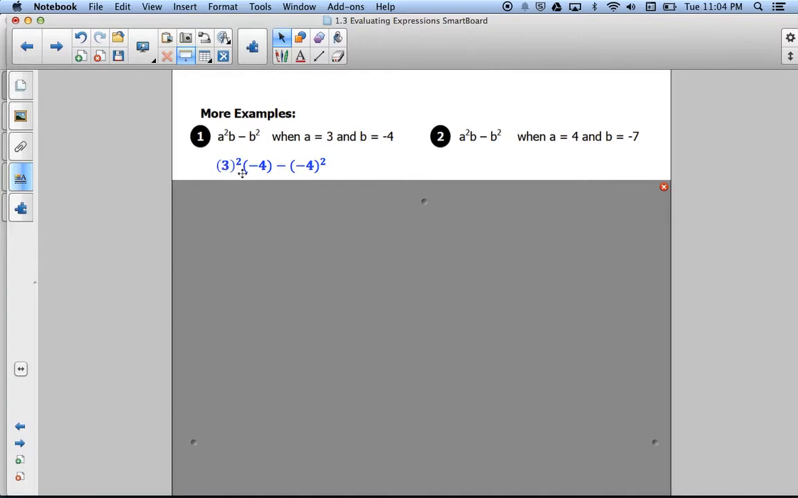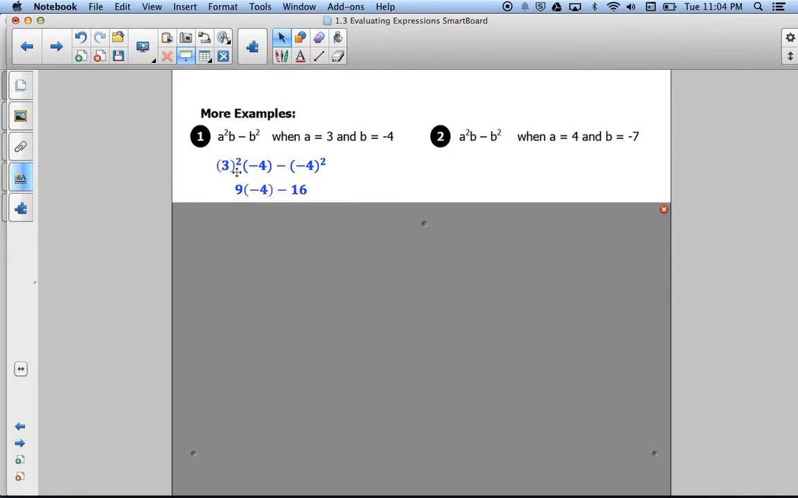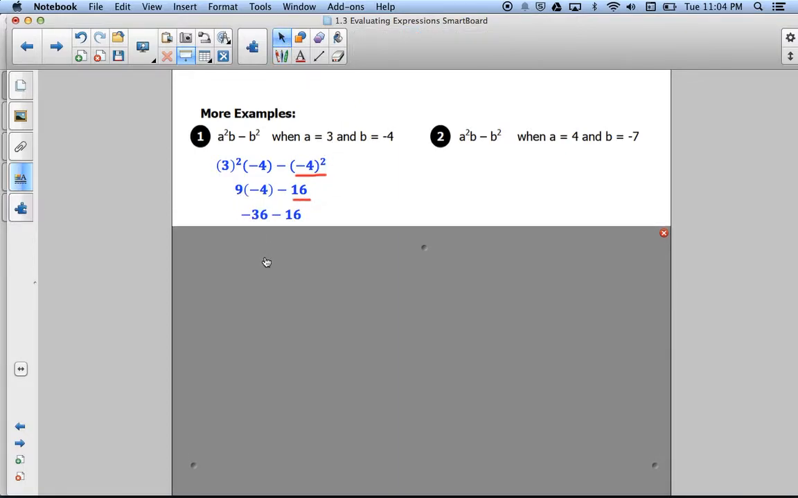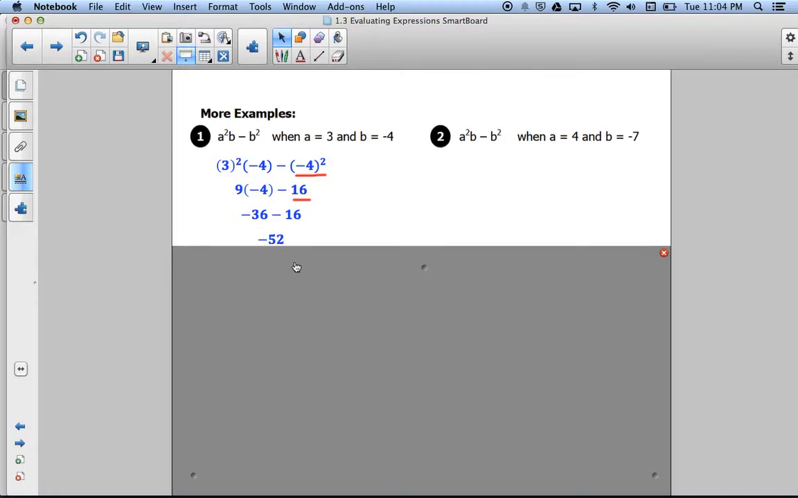So we'll start by looking inside the parentheses, and it looks like there's nothing to do inside any of these parentheses, so we'll move on to the exponents. 3 squared is 9 times negative 4 minus, and negative 4 squared is a positive 16. Now I'll do my multiplication, and I'll end up with negative 36 minus 16. And finally, I'll do that subtraction and end up with negative 52.